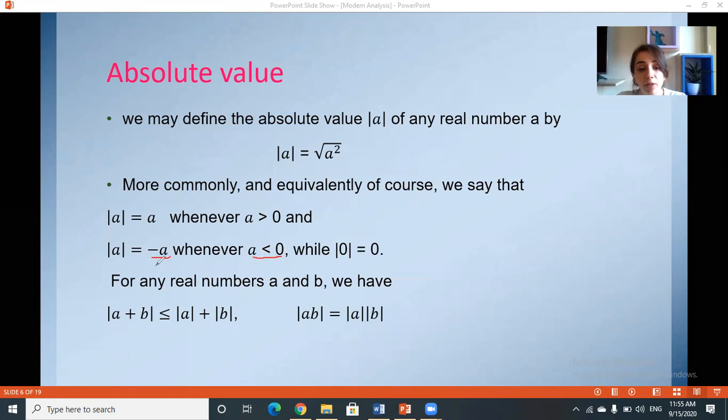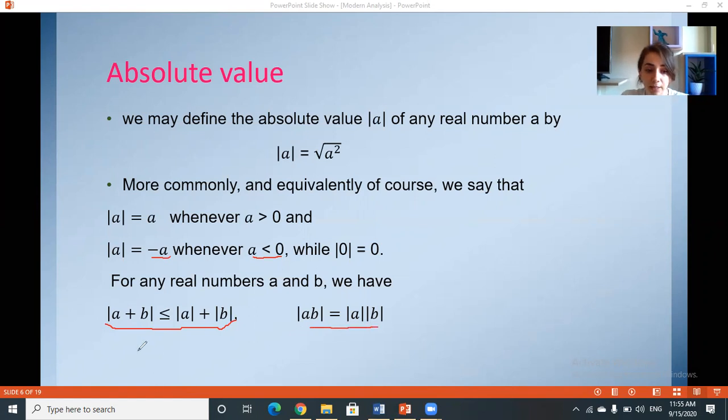For any real numbers A and B, we have the modulus of A plus B is less than or equal to the modulus of A plus the modulus of B. Also, the modulus of A times B is equal to the modulus of A times the modulus of B.